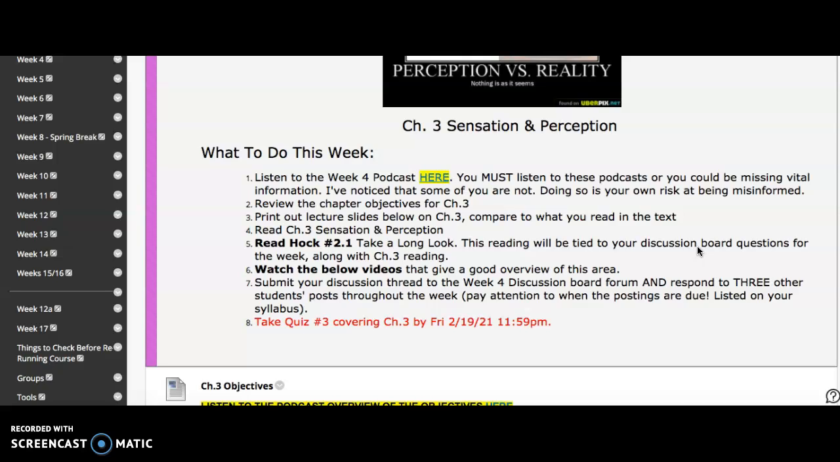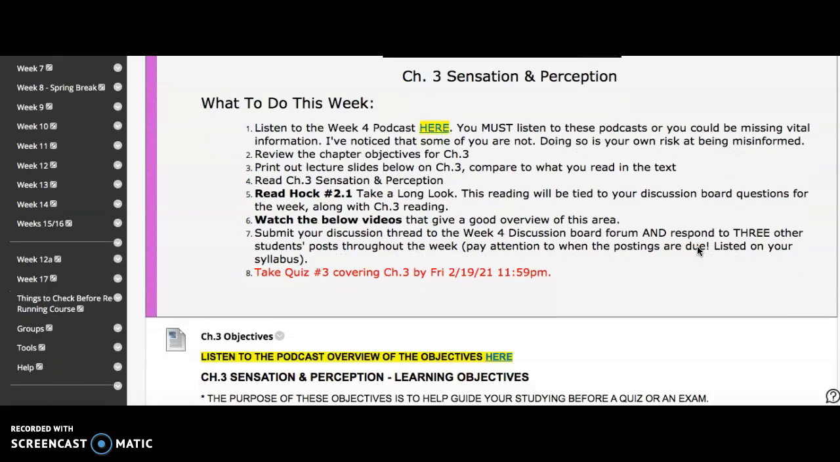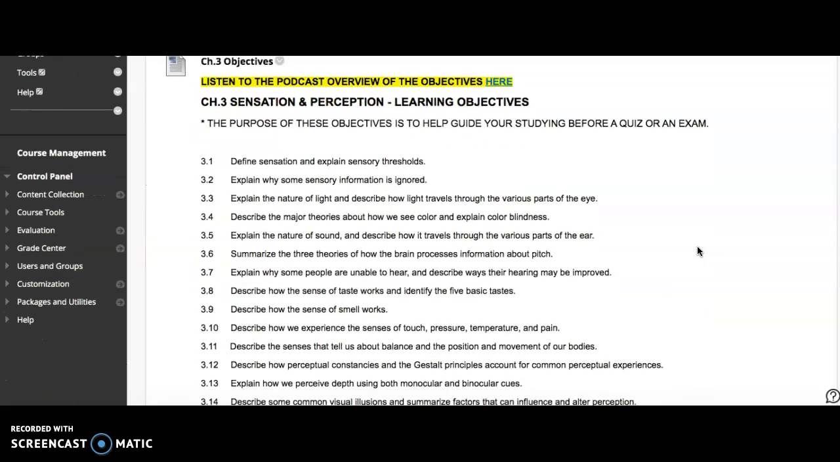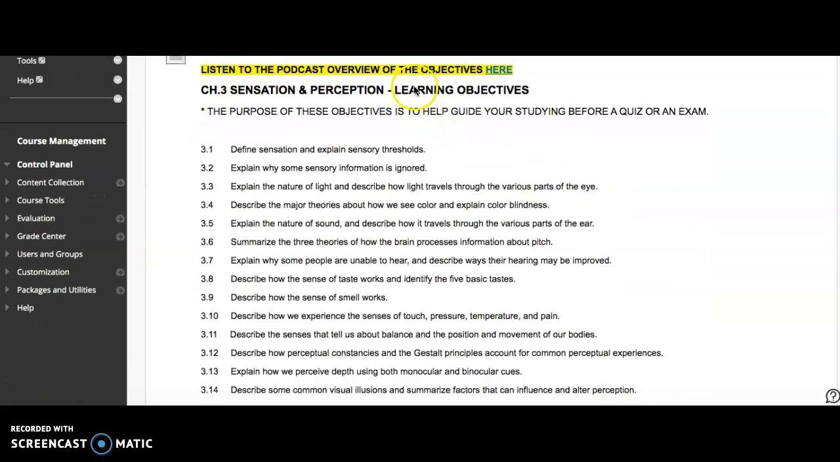In terms of the content and the material that you're taking in each week, it makes sense to do it in a particular order, as I would do it if we were in person in class. So you definitely want to make sure that you review the objectives for chapter 3, and those are right here. You can actually listen to the podcast that I made where I go over each of these and explain a little bit more in detail. That would be really helpful.